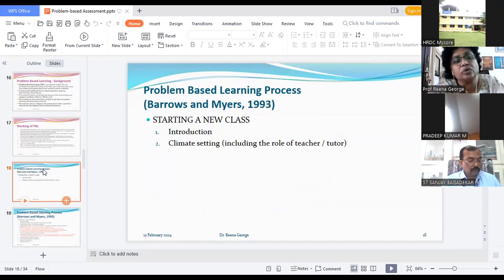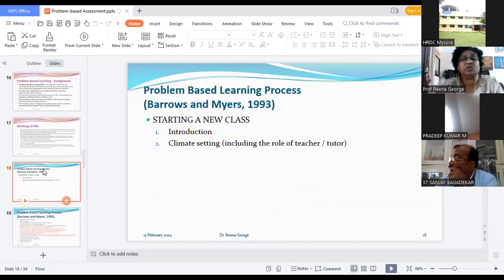Okay, so first is starting a new class. Now we may be introducing something to the class, and we have to set the climate of the class. Classroom climate must be set, including the role of the teacher or the tutor. Okay. So that is the first stage, which is common for all kinds of teaching learning situations. You are introducing and you are setting the climate. Okay.